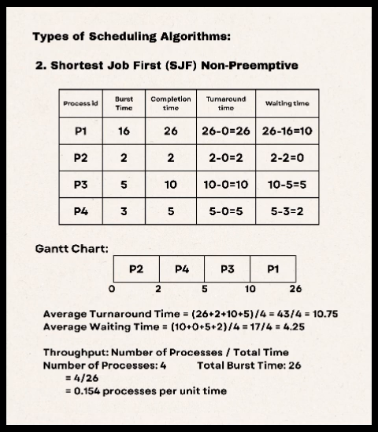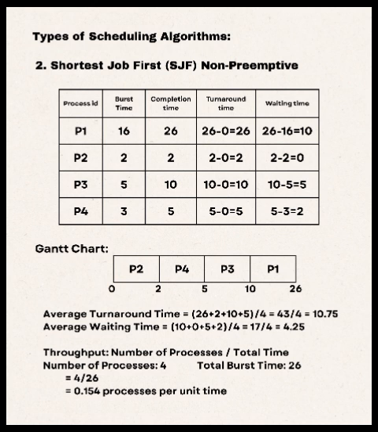Since the first burst time is 2, we add it to the burst time of P4, which is 3, equals 5, plus the burst time of P3, which makes 10, plus the last burst time, that of P1, 16. 10 plus 16 equals 26.